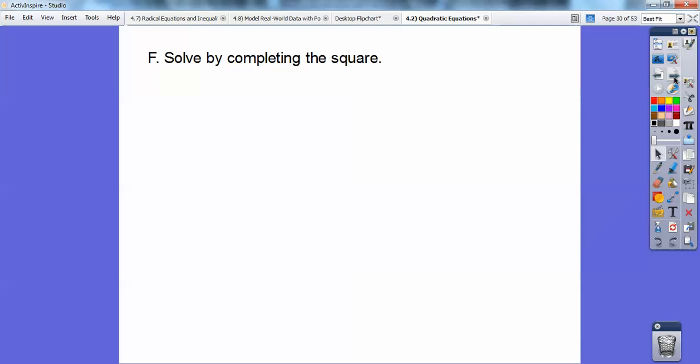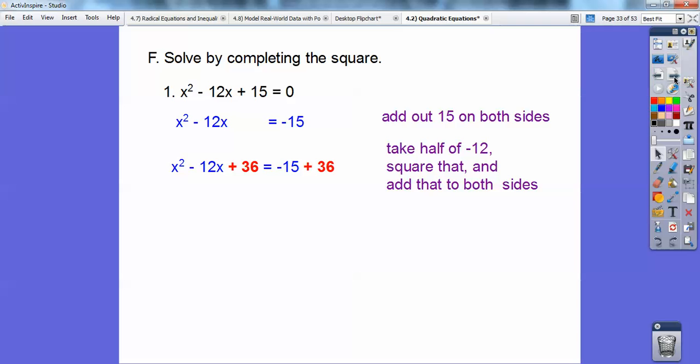So solve these by completing the square. Here it is. This is how you do it, you guys. You've got to get rid of that C first. So I take away that plus 15 and put it on the other side. Then I take half of this 12. Half of 12 is 6. Then I square that. 6 squared is 36, so I add 36 to both sides. 36 came from half of that number squared. Then you factor that. This side factors to x minus 6 squared.